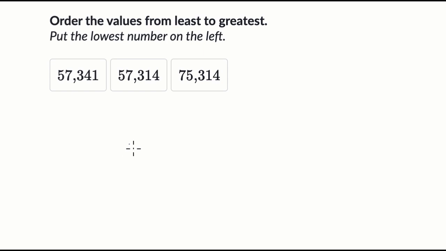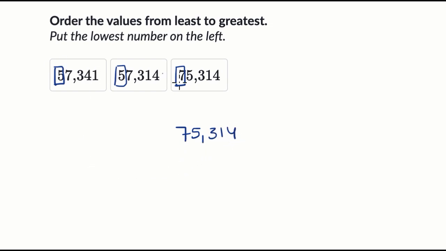So what I like to do is look at our place value and start with the largest place values first. And so let's start with the 10,000s place. So we have 5 10,000s, 5 10,000s, and 7 10,000s. So this number on the right is definitely the largest. Now we want to go from least to greatest, so I'm going to put this on the right, 75,314. This is definitely the greatest.